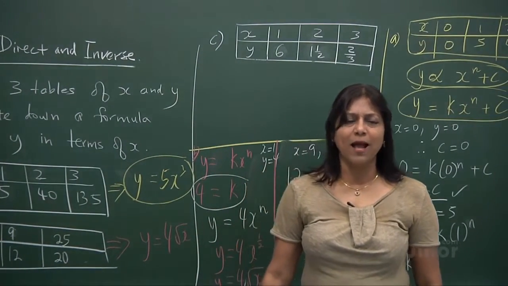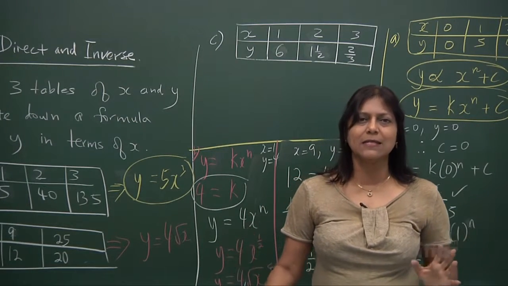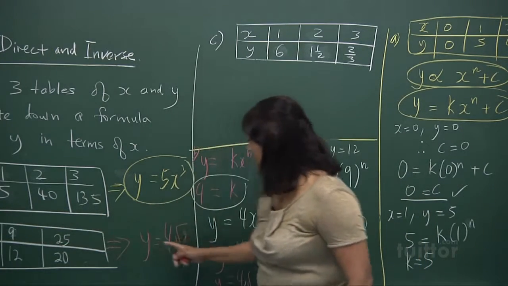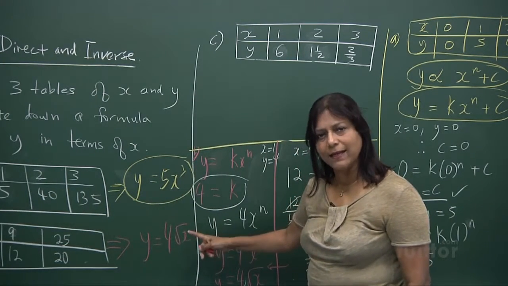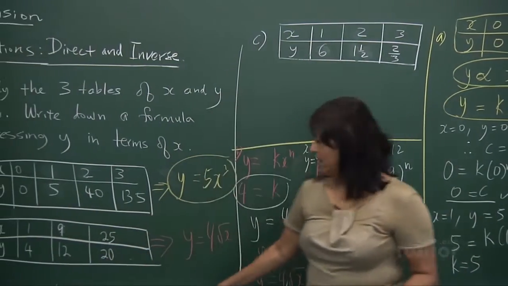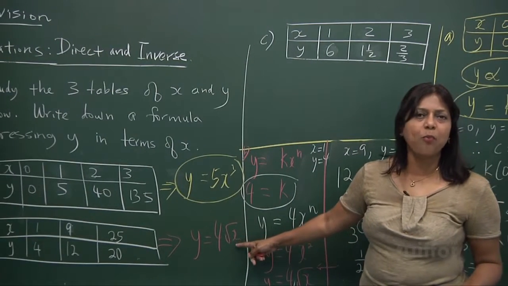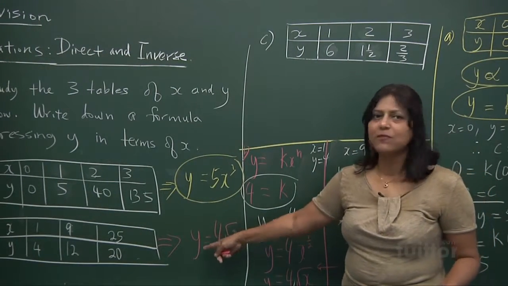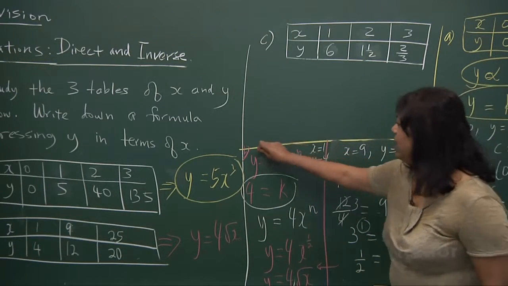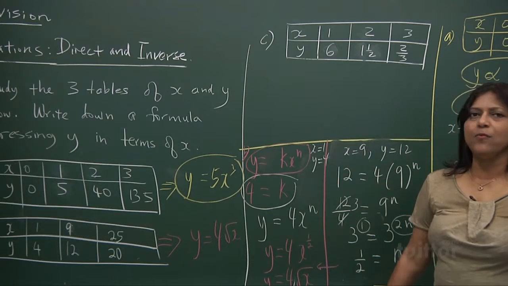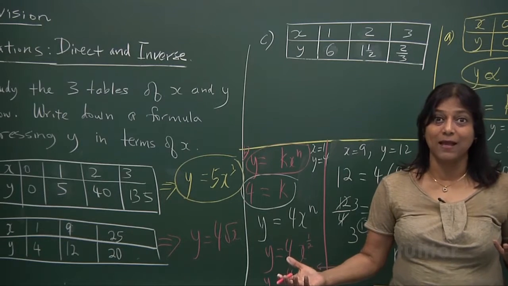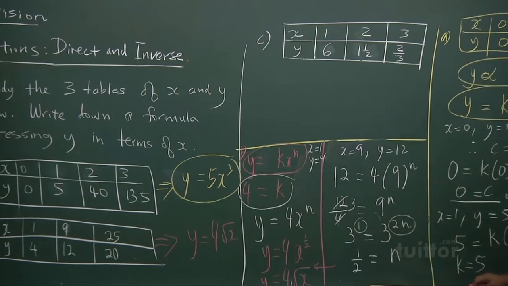So without unnecessary additions, a simple formula and everything works. Let's test again. When x is 9, the square root of 9 is 3, and 3 times 4 gives you 12. When x is 1, the square root of 1 is 1, and 1 times 4 is 4. So all that we needed was just this simple relationship, and we could find the formula connecting x and y.